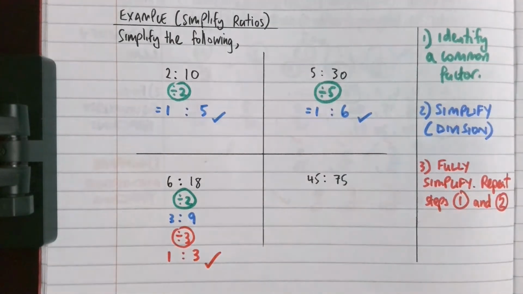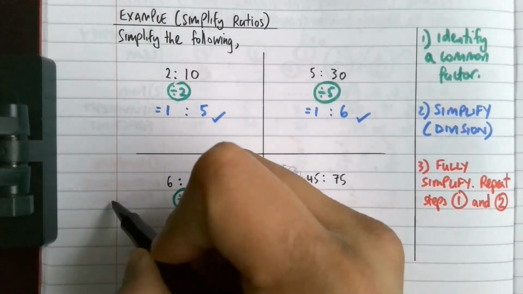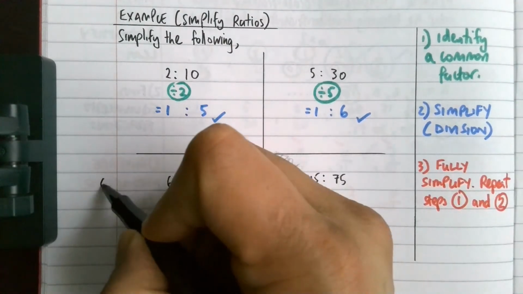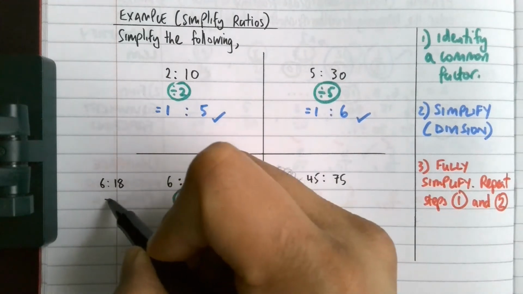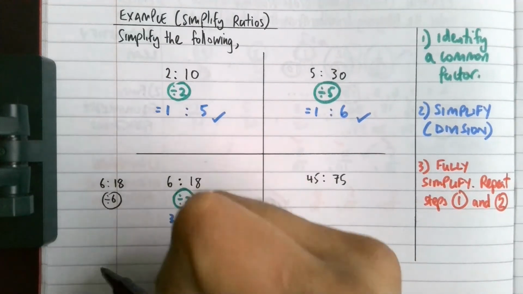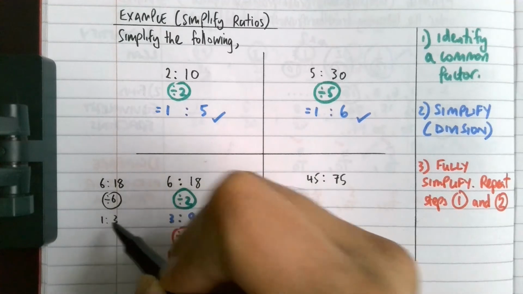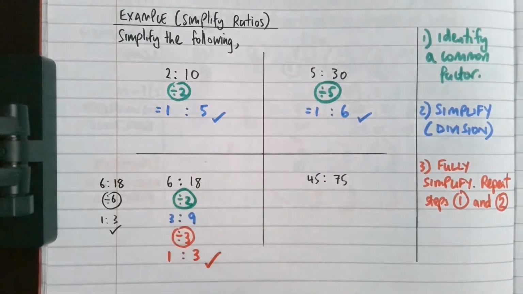So again, we're going to do this in parts. Well, for 6 to 18, for those of you that could and would have identified that 6 is a common factor, you can then just divide both parts by 6. So I'm just trying to show you a variety. I'm fully aware that you can simplify most of these in one step, but I want to show the process of breaking it down slowly.